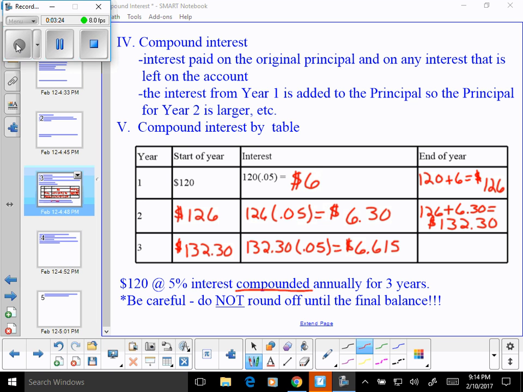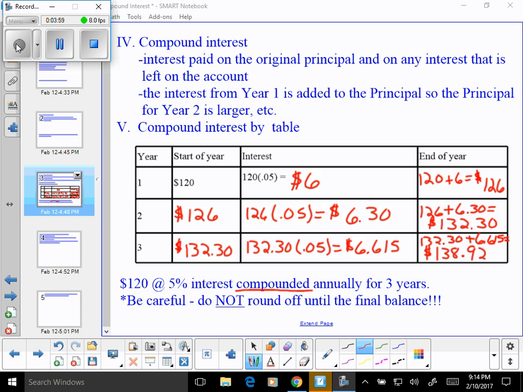Now, they're going to take the beginning of the year balance, which if we recall is 132.30. They're going to add the 6.615. And that is going to equal 138.92 when you round off, because normally if you add that, you're going to end up with 132.30 plus 6.615 is going to be 138.915. So you're going to get 138.92.